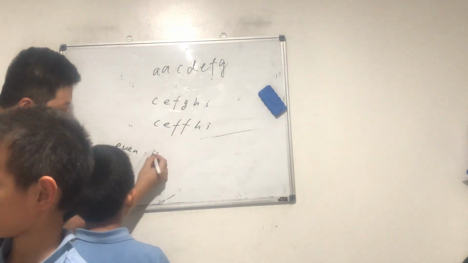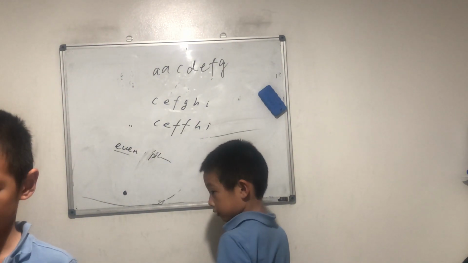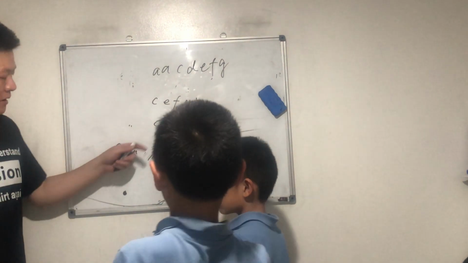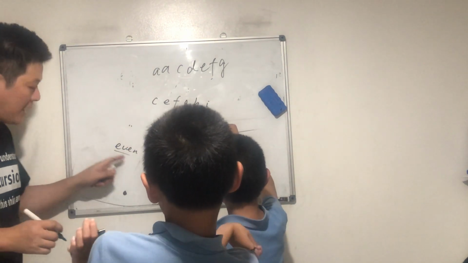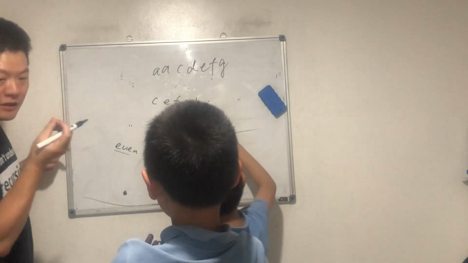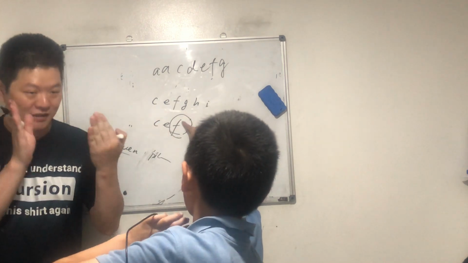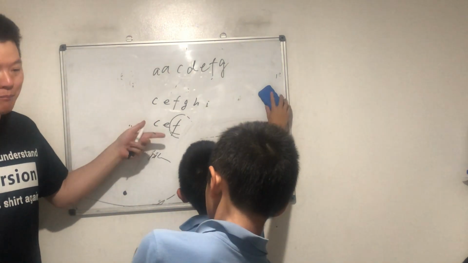If they are even palindrome, what does it mean? It means that it should be false. Yeah, it's false, and then there must be two consecutive same letters, right? To make an even palindrome, right? Got it? This is the most important thing to remember.